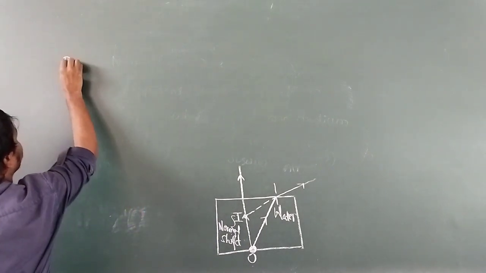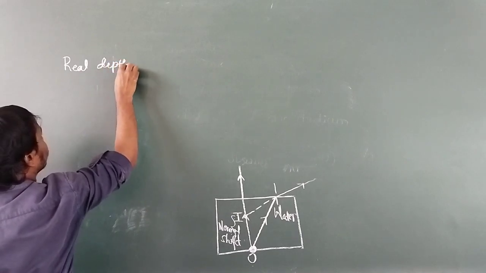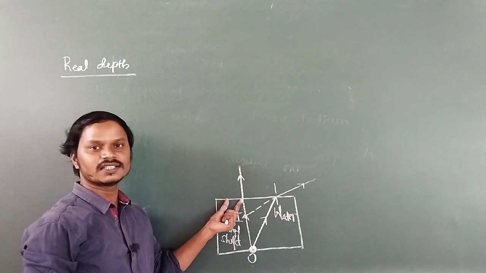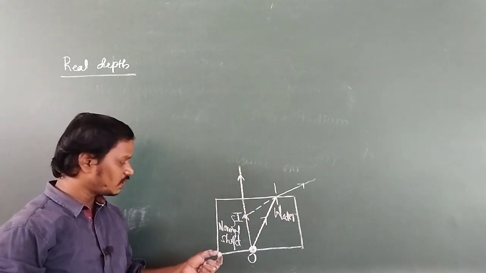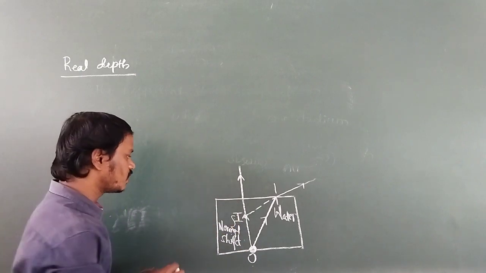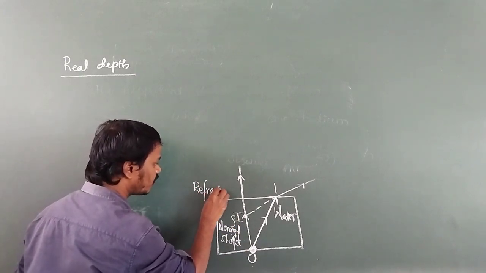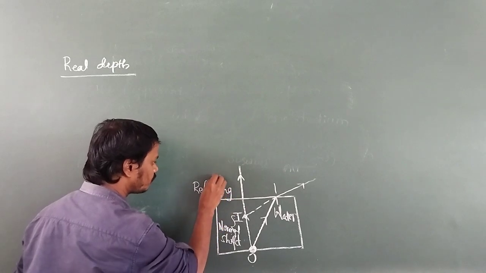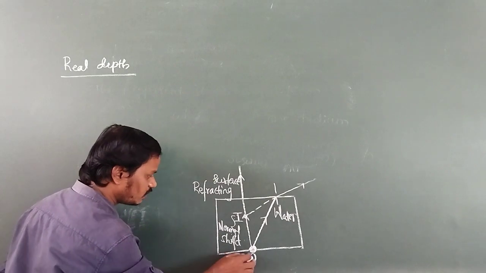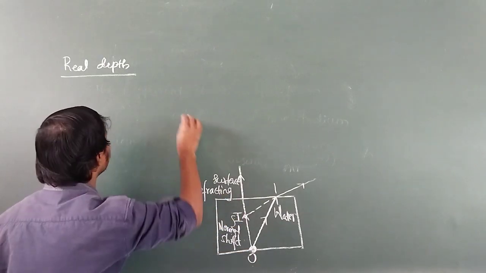First one, real depth. So, real depth is the distance of the object from the refracting surface. What is the real depth? Real depth is the distance of the object from the refracting surface. This is the refracting surface, because at this surface refraction takes place. Then what is the real depth? It is the distance of the object from the refracting surface.